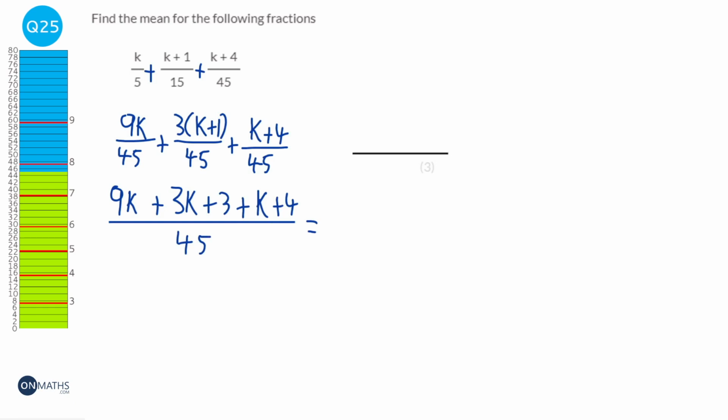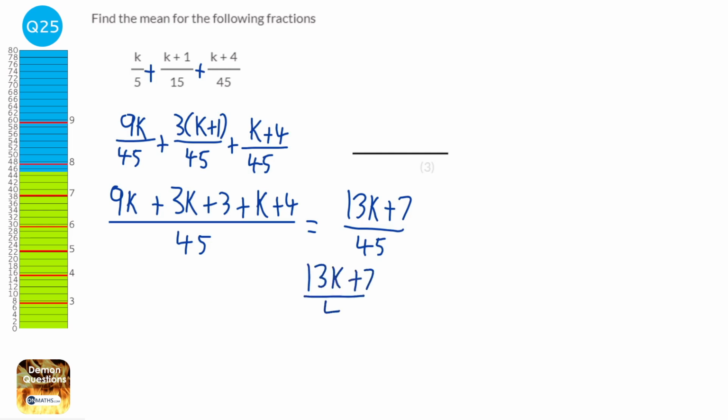And we're going to do 9k plus 3k plus k, which is going to be 13k. And then 3 plus 4, which is just 7 over 45. So the sum of them is 13k plus 7 over 45. So to work out the mean, we need to divide it by 3. But instead of writing divide by 3, we know KFC, keep, flip, change.